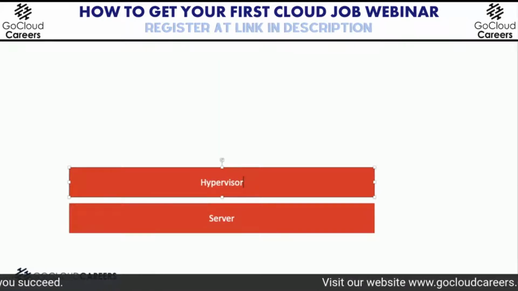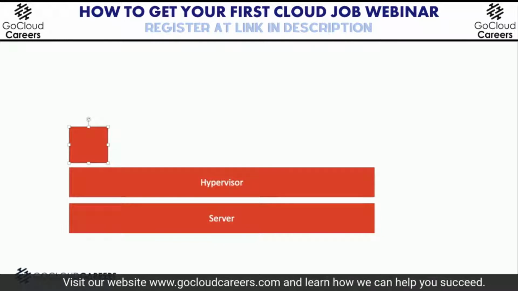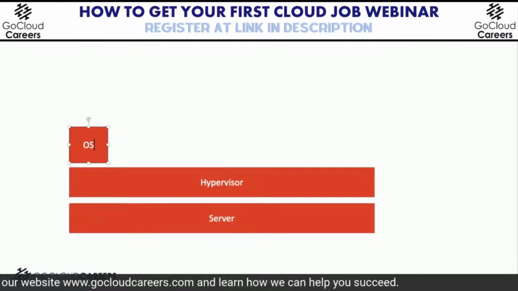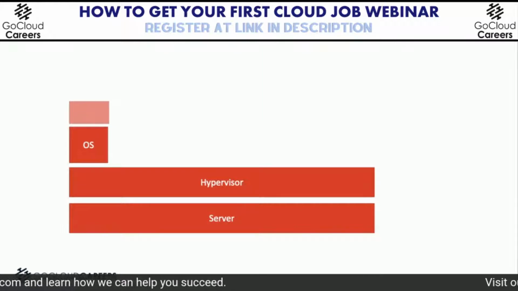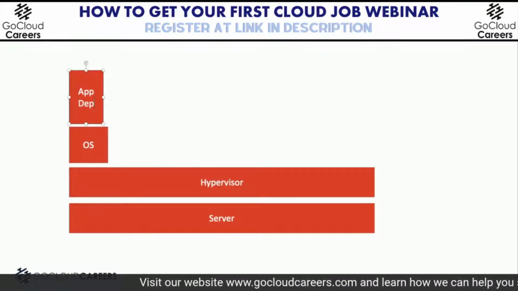And then what we're going to be doing is creating virtual machines. Each virtual machine is going to be allocated a certain amount of CPU resources, and it's going to have an operating system on top of it. Then we're going to have this additional stuff on it, which is the app and the dependencies. So that's a virtual machine.